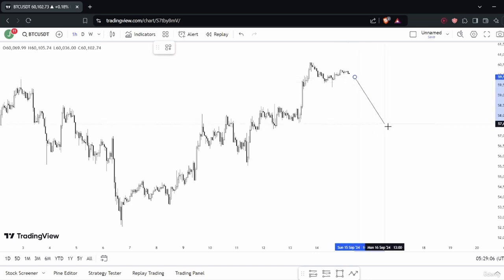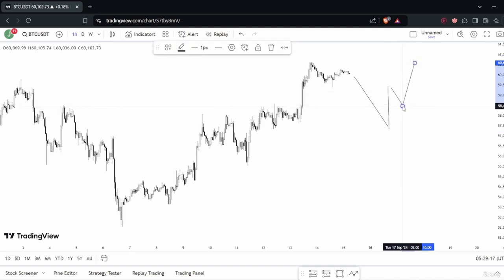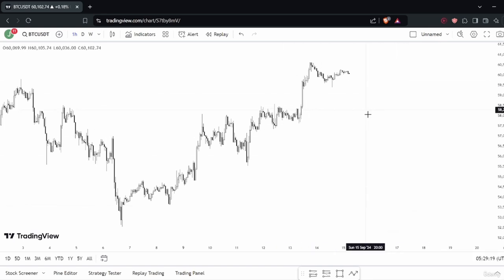Doesn't mean we're gonna change structure, but means we're probably gonna get all of this liquidity and then we might change structure again and continue higher. But we don't care about that later. We care about the current trade.